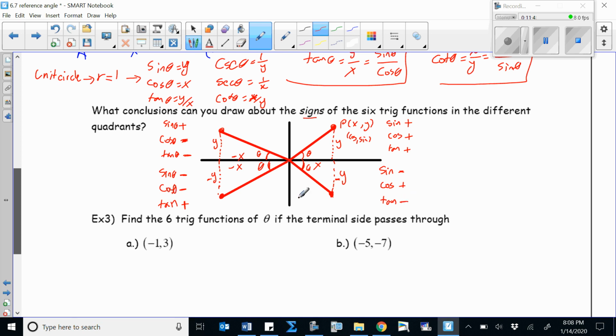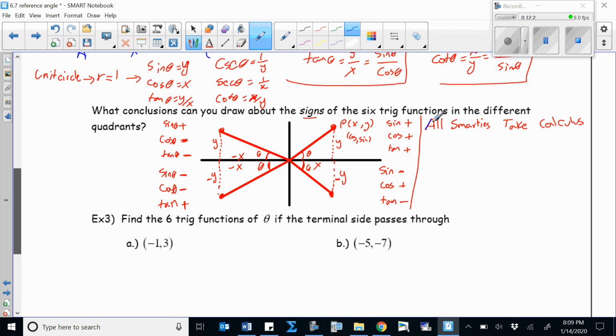So you need to remember all these signs. You need to know what sign the trig functions have in each quarter. To help you remember these, I'm going to teach you this phrase. All smarties take calculus. So we always remember this phrase.